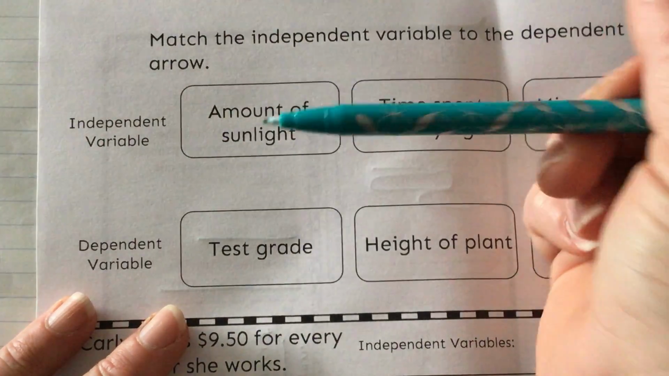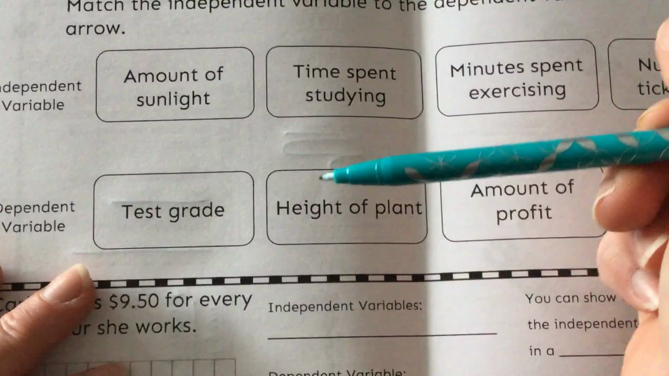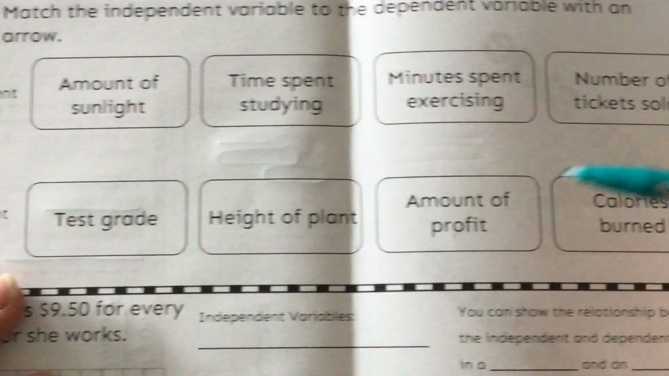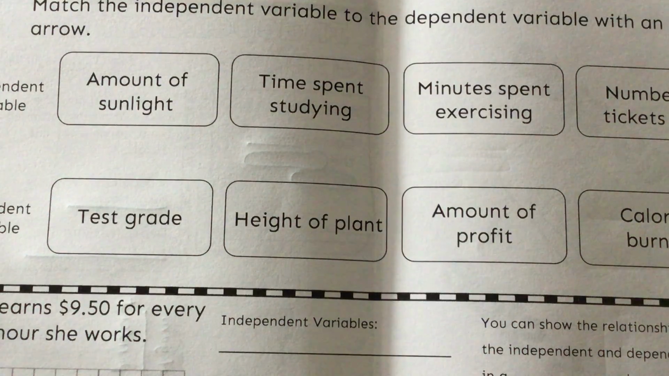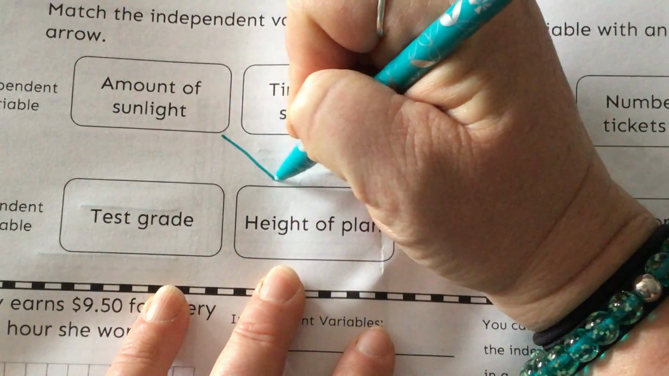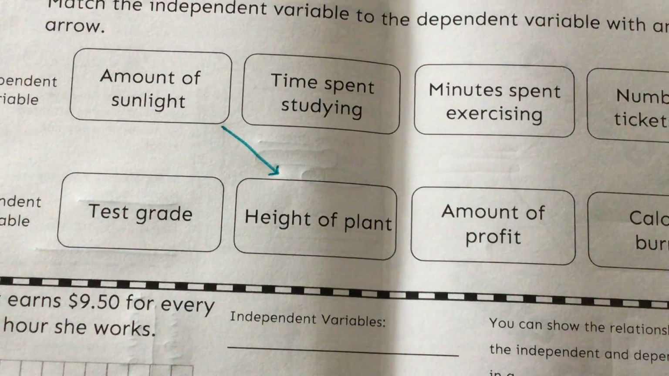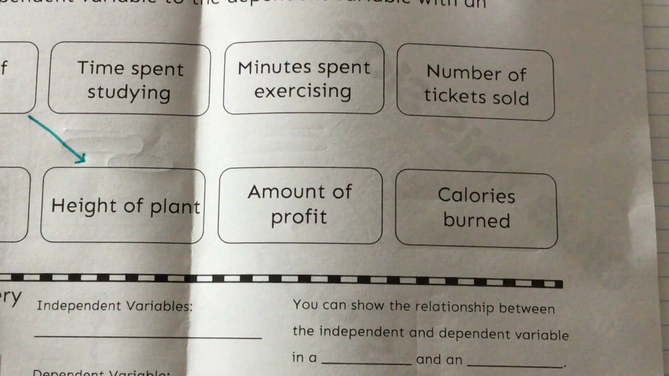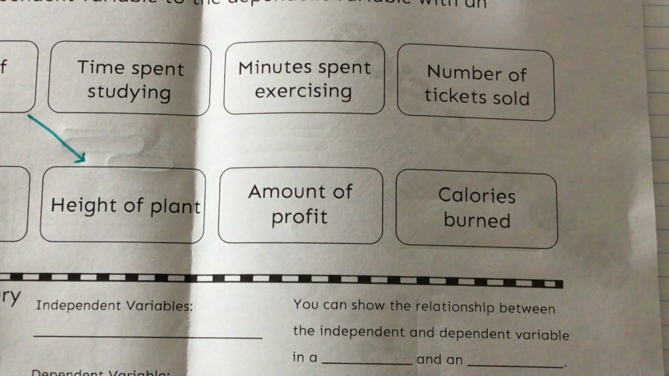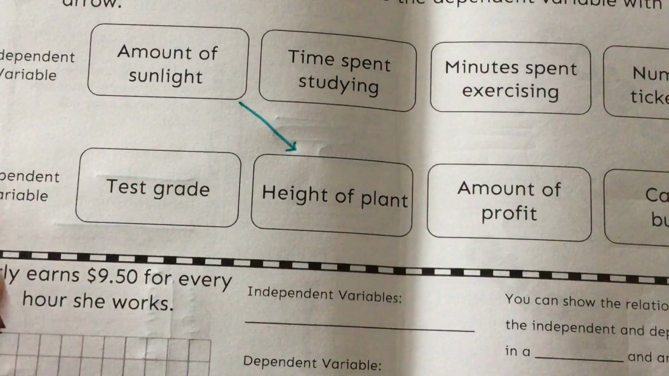So if I'm looking at the amount of sunlight, is that going to go with your test grade, the height of a plant, the amount of profit, or your calories burned? Which one does the amount of sunlight determine? Jeffrey? The height of your plant. So the more sunlight you have, the bigger your plant is going to get. Okay, so the next one, the time spent studying, is that going to determine your test grade, the amount of profit, or your calories burned? Harley? Yes.